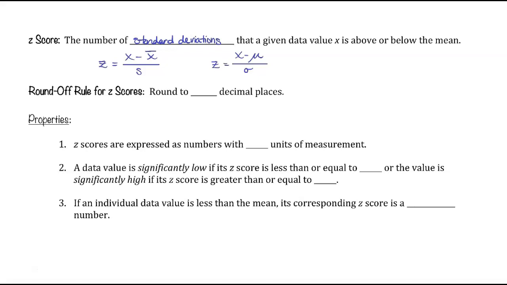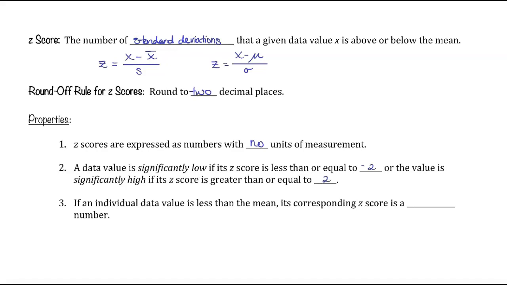When we're calculating z-scores, we always round to 2 decimal places, no matter what. This way, we can use standard tables of z-scores, and again, we're taking data values from any set and translating them to the same scale. Z-scores are expressed as numbers with no unit of measure. A data value is considered significantly low if its z-score is less than or equal to -2, or significantly high if its z-score is greater than or equal to +2.